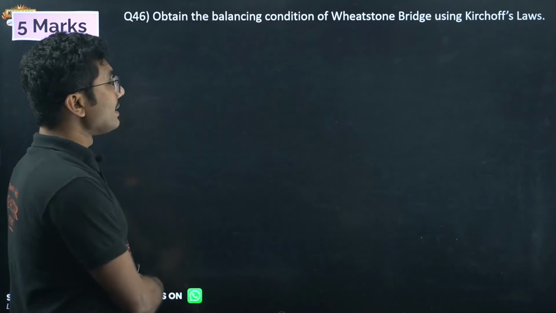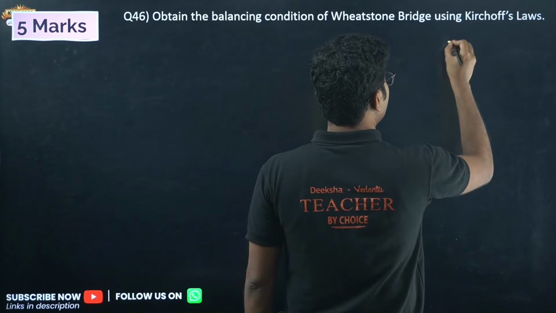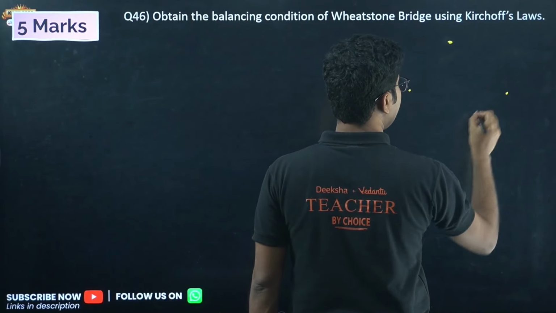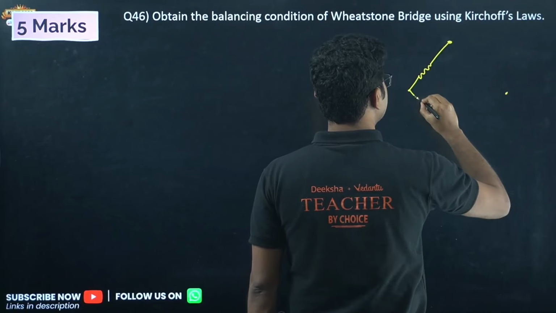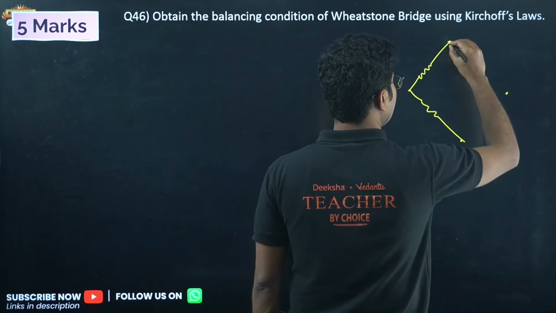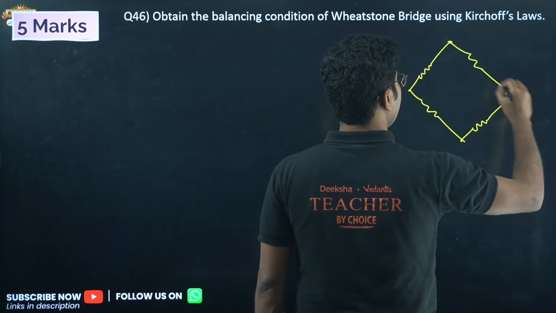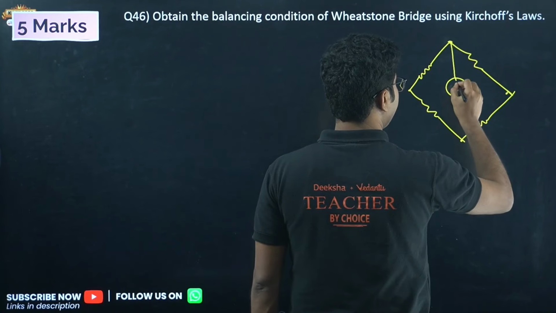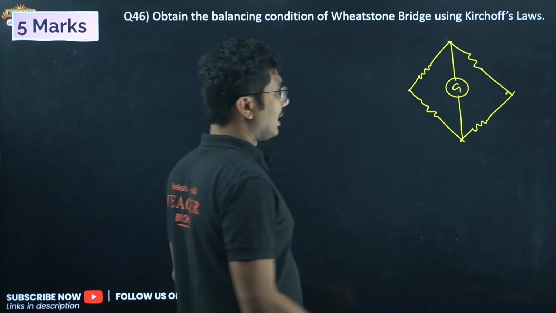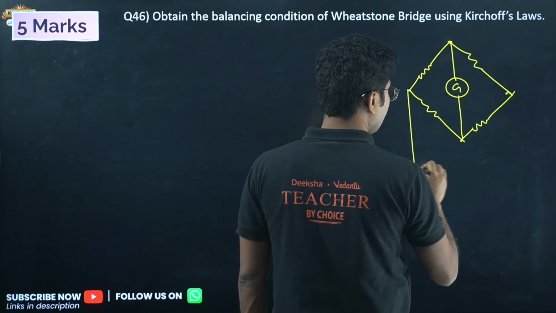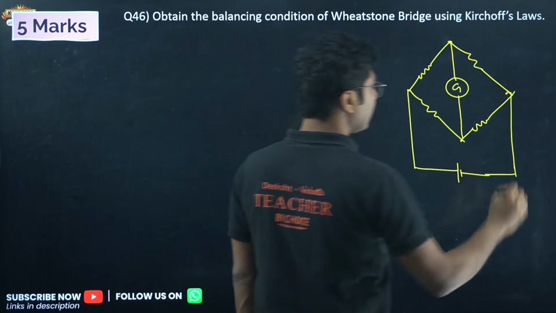Next, obtain the balancing condition of Wheatstone bridge using Kirchhoff's law. One of the most asked questions again. Now this question came in the 2025 exam. So there is a chance that cells in series or cells in parallel might be coming, no guarantees, because the PU board tends to repeat questions. If they are repeating it, well and good, this is one of the easiest derivations. If not, then definitely you should practice the other two as well.